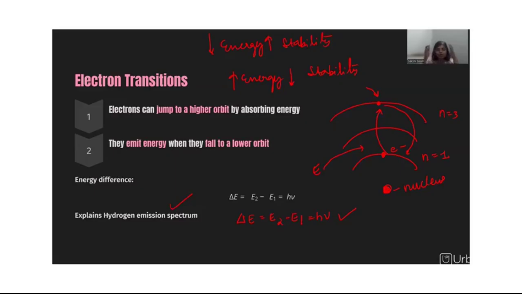Also, when the electron comes back to the first shell, it is near the nucleus. And we all know that the nucleus has a positive charge, and positive and negative are attracted to each other. Because of that, the electron is much more stable in the first shell. It has less energy and it is more stable. So always remember, if the energy is high, the stability is very less. If the energy is low, the stability is more.